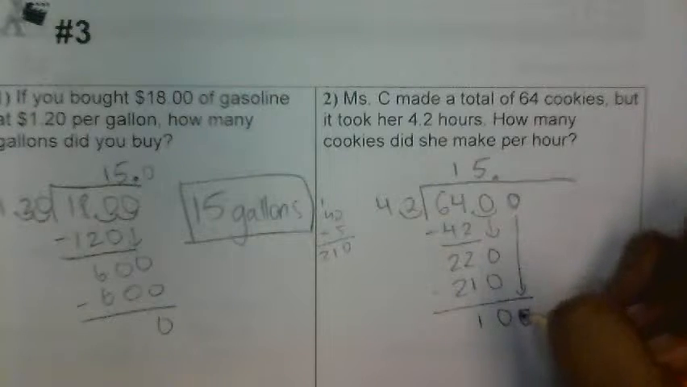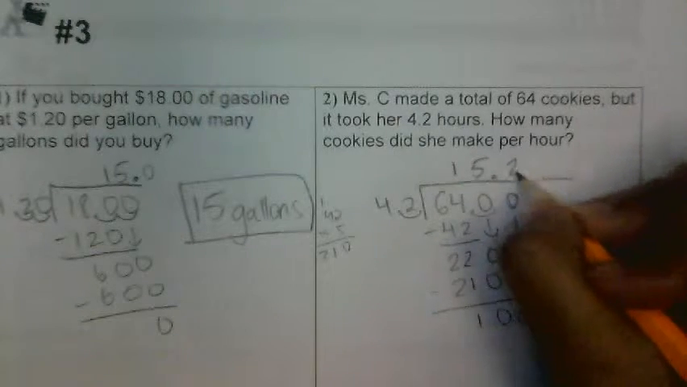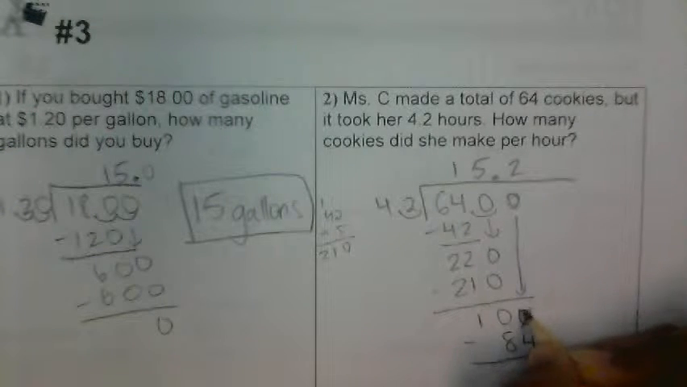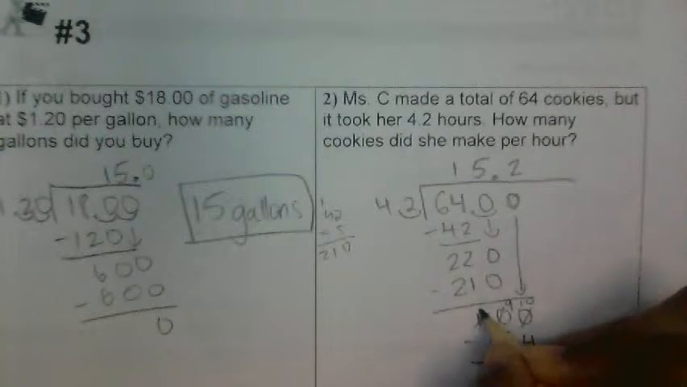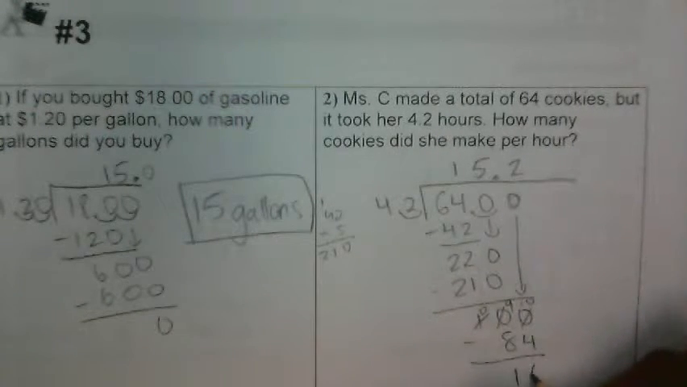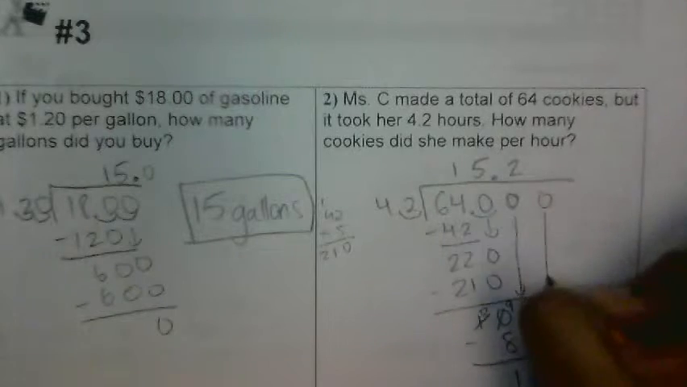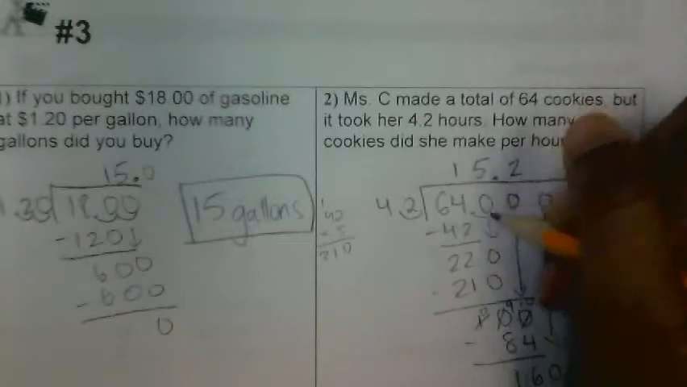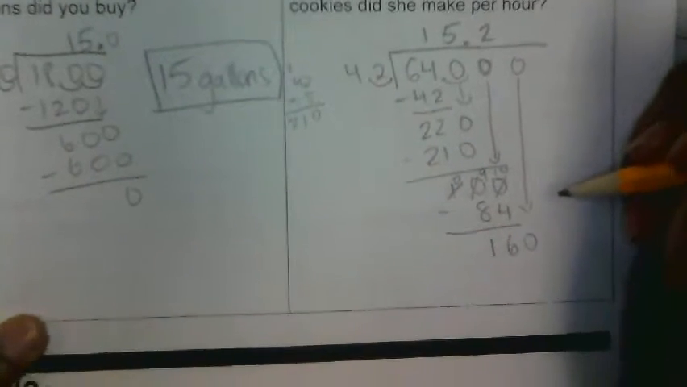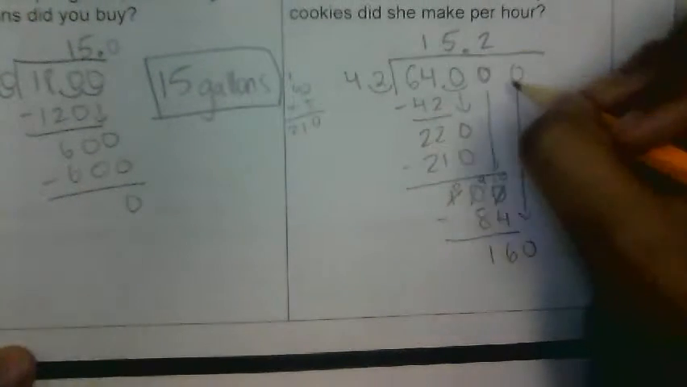42 goes into 100 2 times. That's going to be minus 84. Make that into 10, 9, 0. And then that gives me 16. Add another 0. Bring it down. It's really important to write in columns so we can do the math much more easily. So 15.2, I figure out how many times 42 goes into 160.